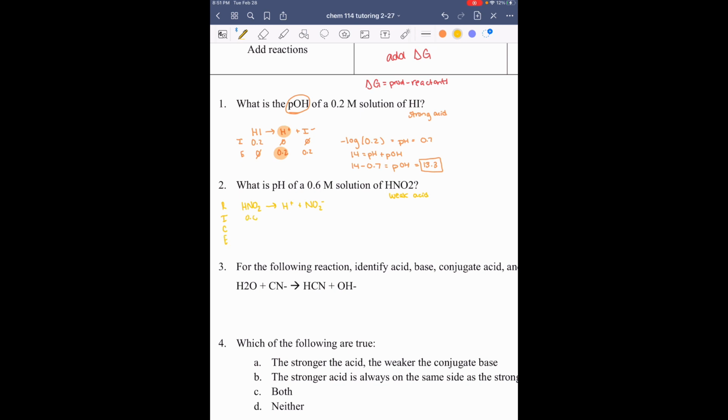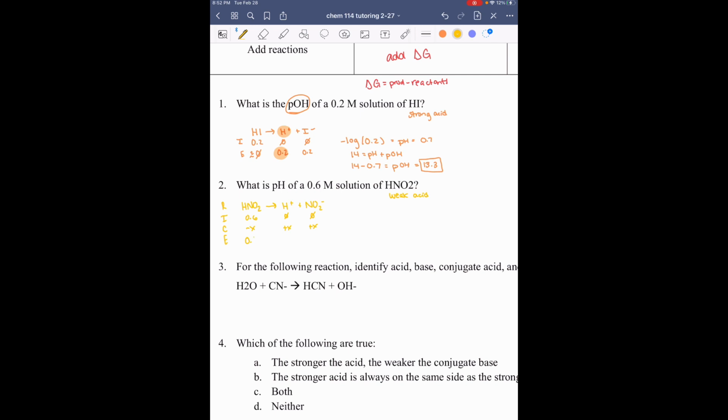Our initial is 0.6, 0, 0, change minus X, plus X, plus X. And then because this is a weak acid, I'm going to have mostly acid at equilibrium, not ions, which is different from strong acids, where I will have very little acid, essentially 0, and mostly just have ions at equilibrium. So that's the difference between strong and weak acids, or one difference.